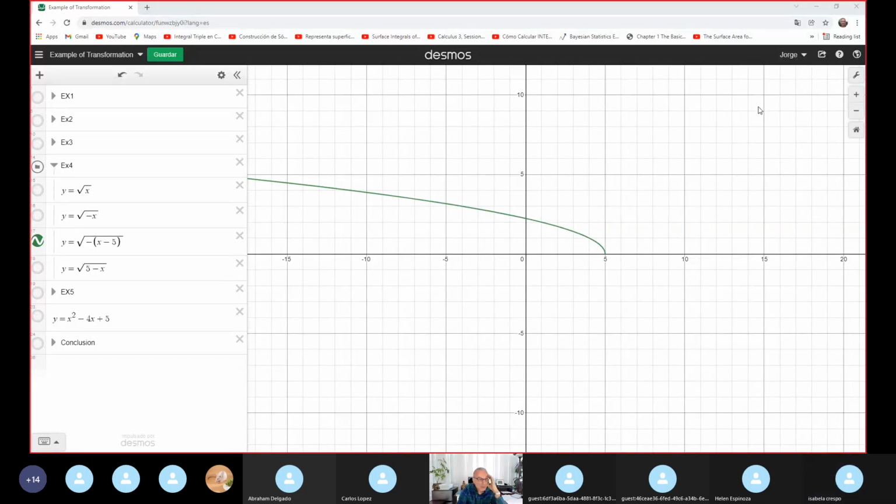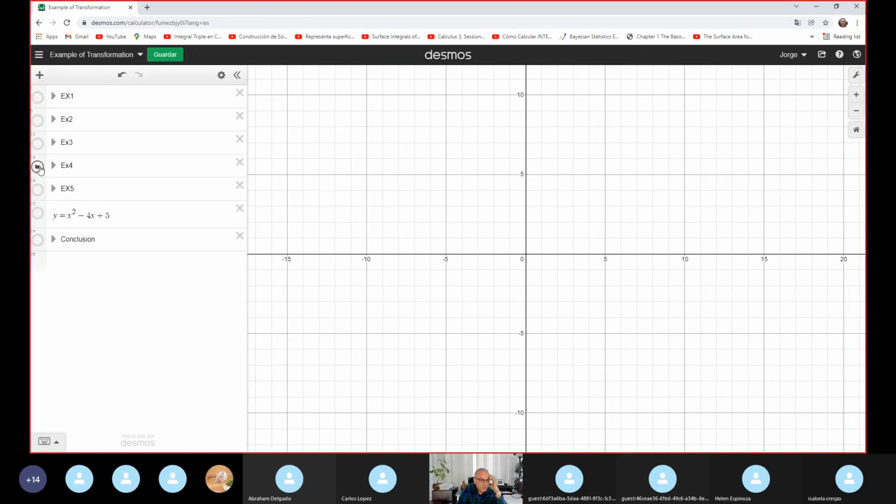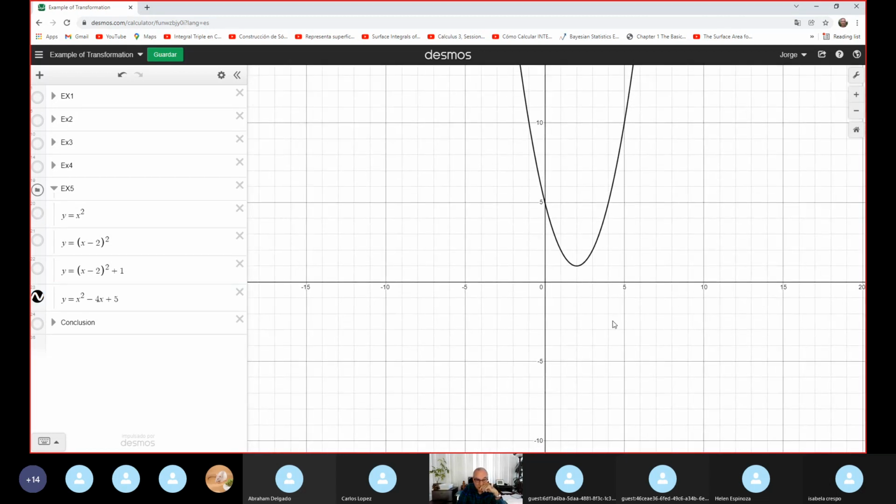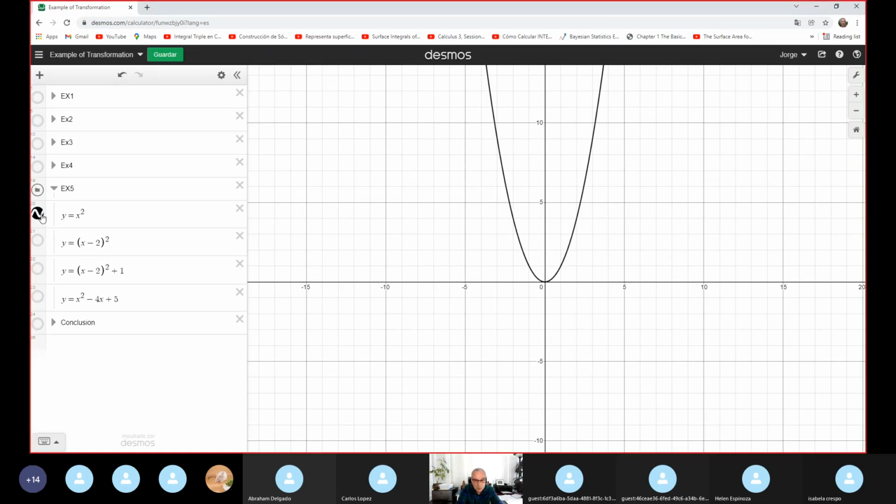Okay, we are talking about example 5. Actually this belongs to the same folder. This is this parabola. How did we get that? Well, we start at the beginning with the original basic parabola.